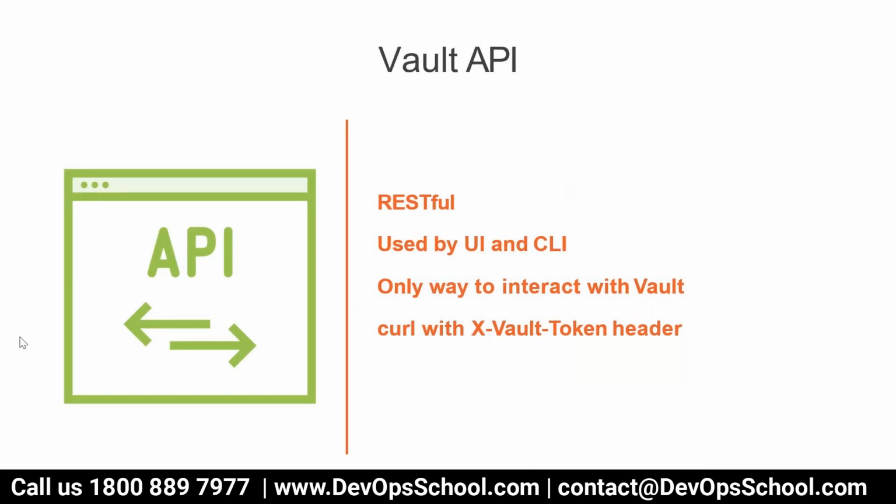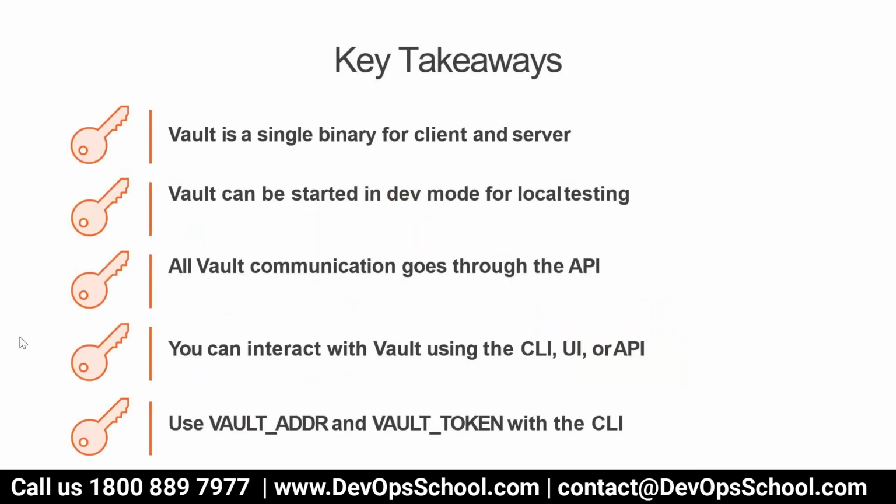So now what are the key takeaways from this? Vault is a single binary that works as both client and server. Vault can be started in dev mode for local testing. All Vault communication goes through the API. You can interact with Vault using CLI, UI, and API, and you can use the address and token variables with the CLI. This is something which we have covered.